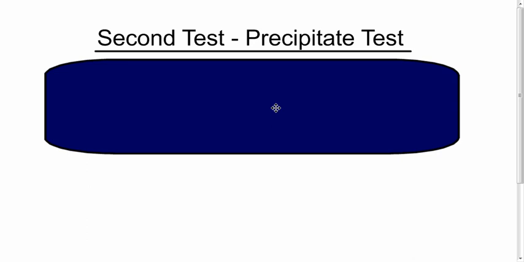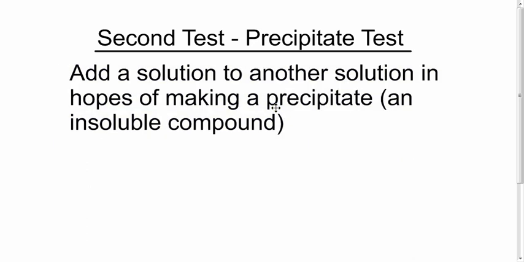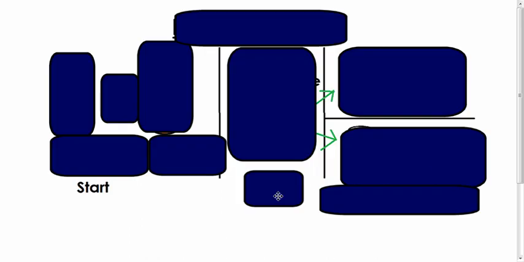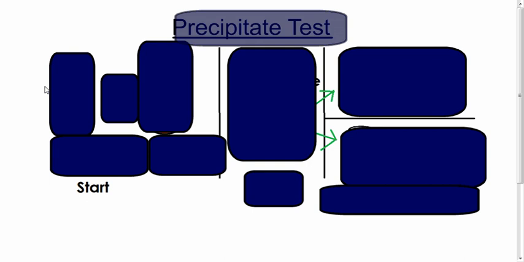Now, the second method is to test for a precipitate. That's when you add a solution to another solution in hopes of making a precipitate. And a precipitate is an insoluble compound. And this is kind of what it would look like.